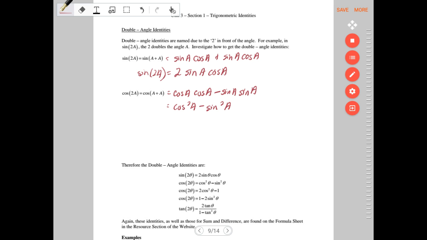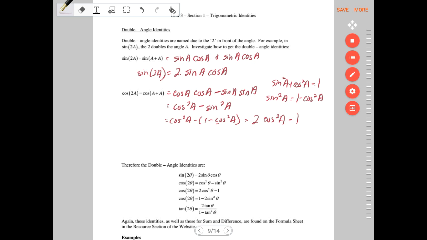Now, we can also work in the Pythagorean identity. Remember that sine squared A plus cos squared A equals 1. So then sine squared A is equal to 1 minus cos squared A. So in place of sine squared A, I'm going to substitute that in. So that becomes cos squared A minus (1 minus cos squared A). Remember to substitute it in brackets. So cos squared A minus 1 minus becomes plus. So that becomes 2 cos squared A minus 1.